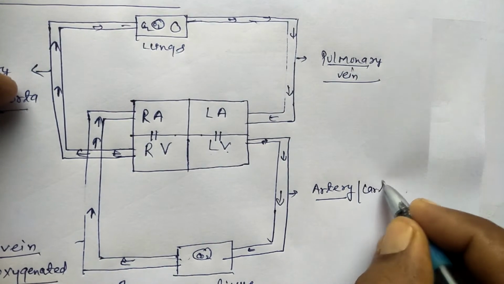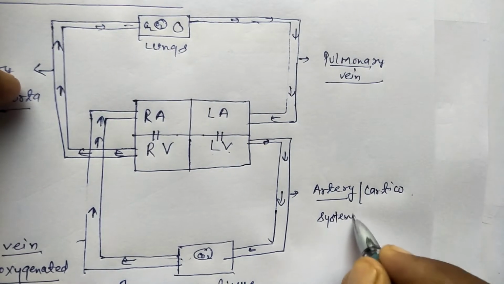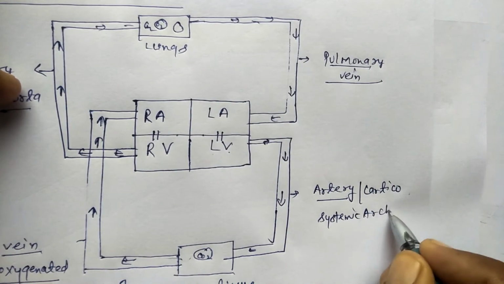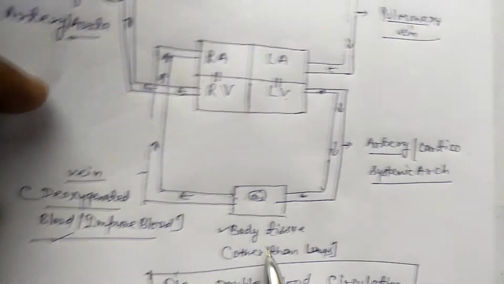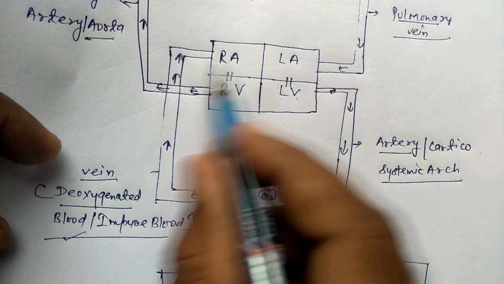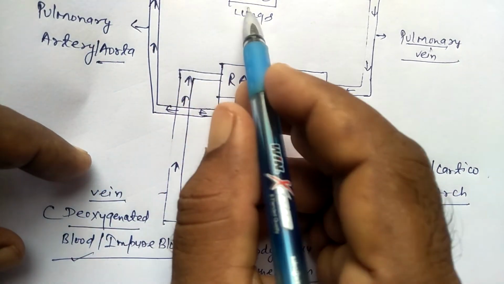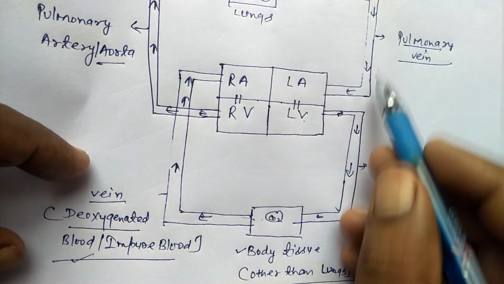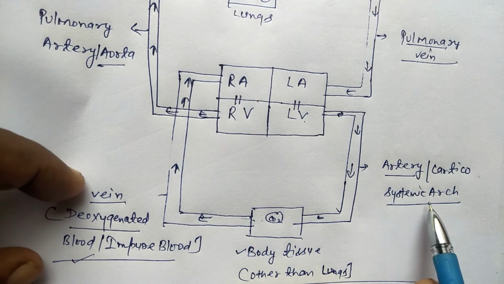Next, the pathway of double circulation is, first is artery, other name carotidosystemic arch. Carotidosystemic arch to artery, artery forwards blood to body tissues, again veins, right auricle, right ventricle, next pulmonary artery, lungs, next pulmonary vein, left auricle, left ventricle, and corticosystemic arch. This is the pathway of double circulation.